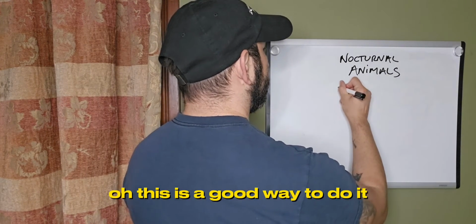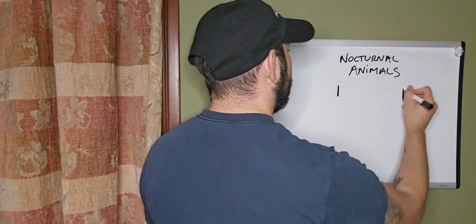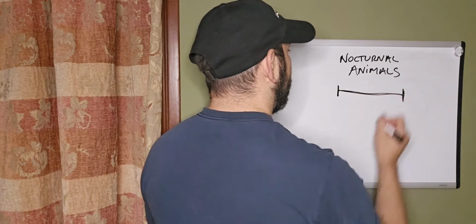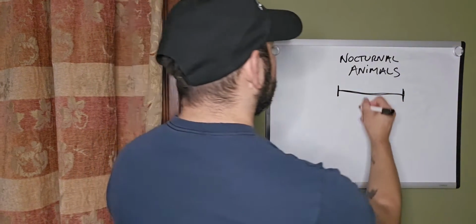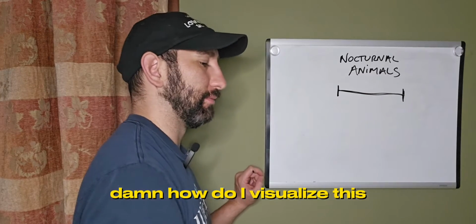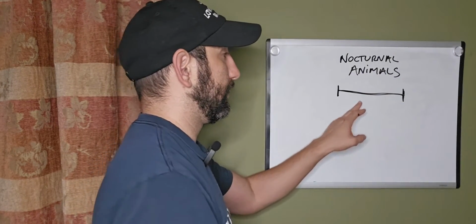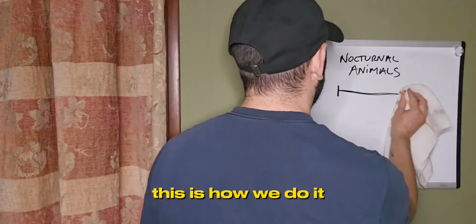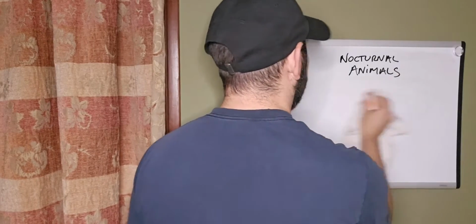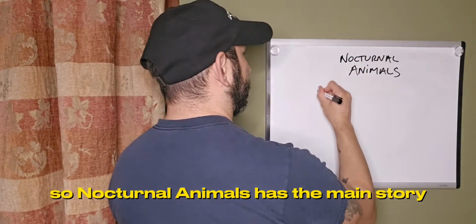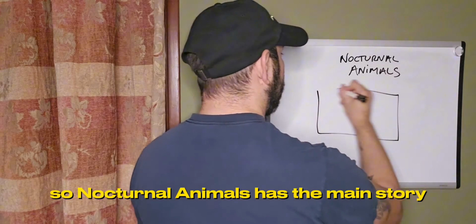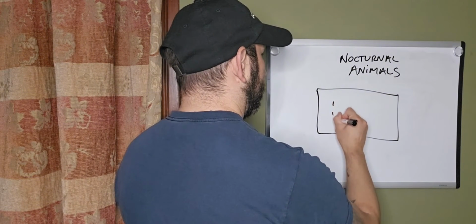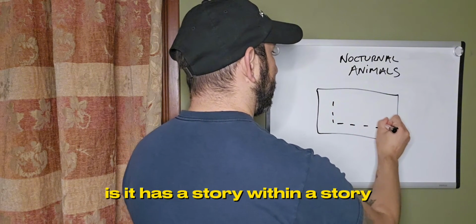Ooh, this is a good way to do it. So they have their main story, right? This is the main story. And then, damn, how do I visualize this? Maybe I don't need to visualize it. Actually, I have a really good way to visualize this. This is how we do it. This is actually perfect. So Nocturnal Animals has the main story, and then what it does is it has a story within a story.